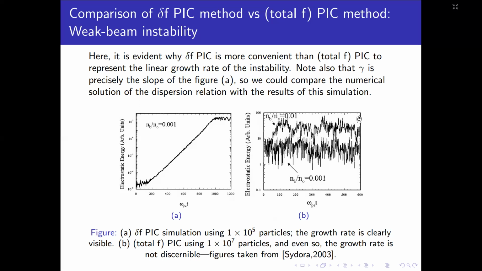If we, for example, ended here, we can clearly see the linear growth rate, but we haven't seen yet how the instability is saturated by the nonlinear effects, right? If we were to extend it also, we can expect in the second case, you see all this noise, and even worse maybe.